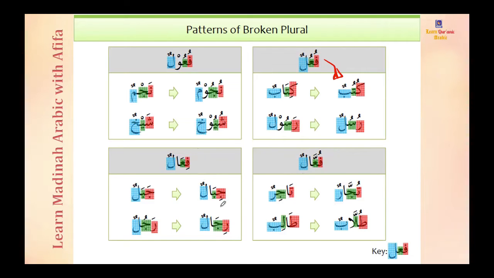So here it tells you this is the key, right? The fa, ain, and the lam. And then there are some changes that it goes through in this pattern, and the plurals are formed on this pattern. So you don't necessarily always have to memorize everything, but you can always start to recognize them. It will sound to you like a plural.